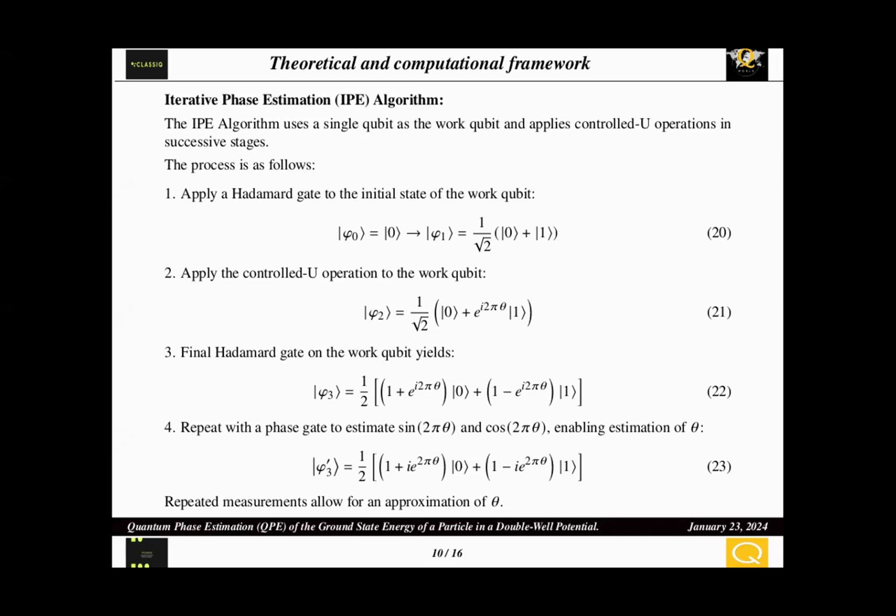I will say almost the same as the previous one. We apply a Hadamard gate to the initial state, and then we apply the controlled-E operation. Then we apply again a Hadamard gate to the work qubit. We repeat with a phase gate to estimate sine theta and cosine theta, which will enable us to then determine theta, and we repeat the measurement.